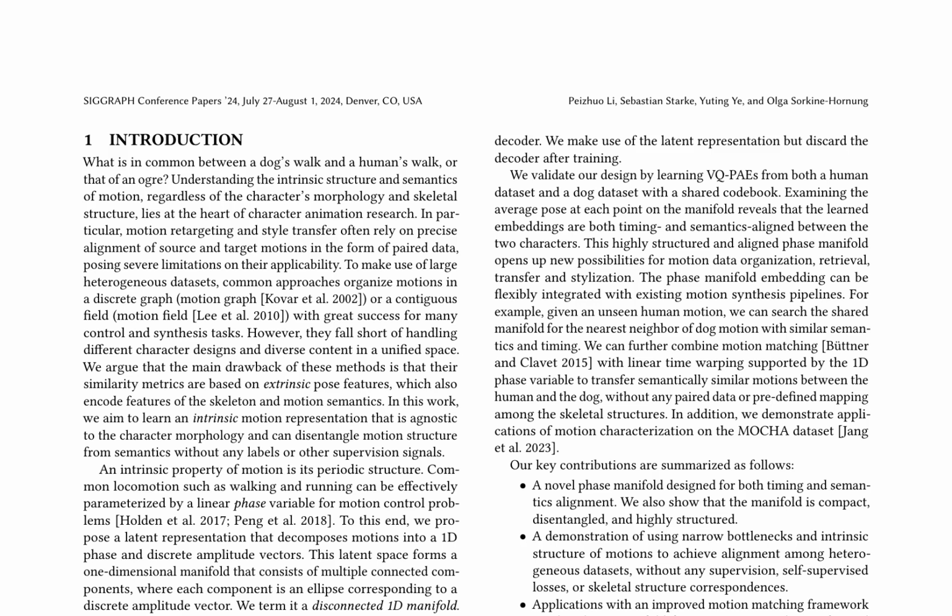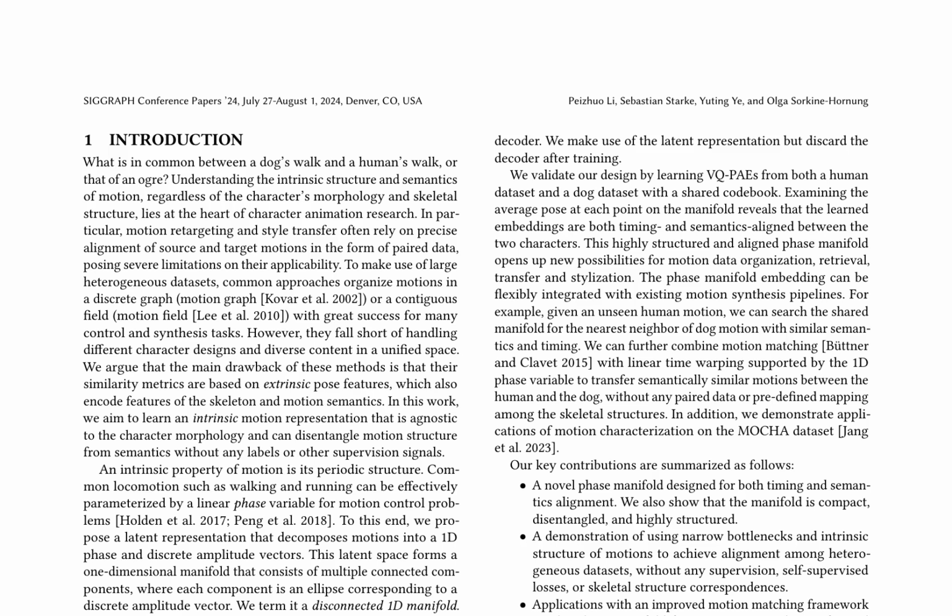The authors introduce a groundbreaking approach to character animation research, focusing on the intrinsic structure and semantics of motion. Unlike existing methods such as motion graphs and motion fields, which rely on extrinsic pose features, this novel approach aims to learn an intrinsic motion representation that is independent of character morphology. This representation can disentangle motion structure from semantics without any labels or supervision signals.